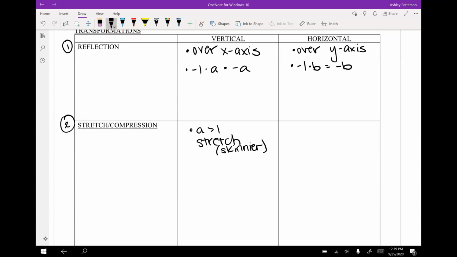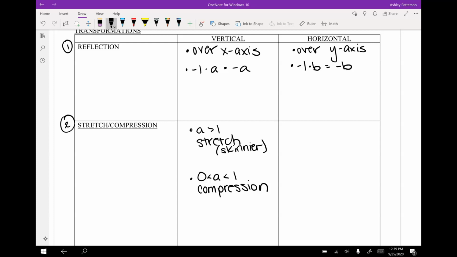If there is an a value that is between 0 and 1, so a proper fraction, not an improper. If you have an improper fraction like 3/2, that's 1.5. That is greater than 1. So if you have a proper fraction, we say that it is a vertical compression. And it's important to note that it's greater than 0, because if it's 0, the entire equation goes away. 0 times anything is 0. So we don't want it to be 0.